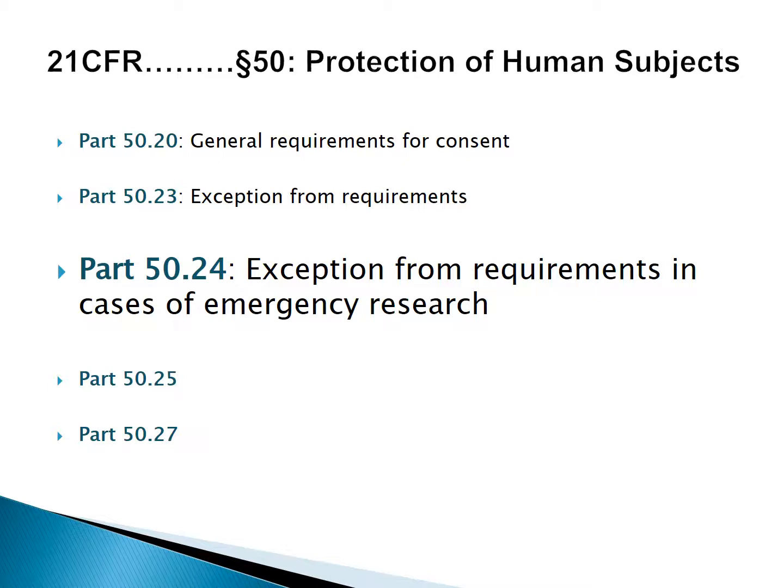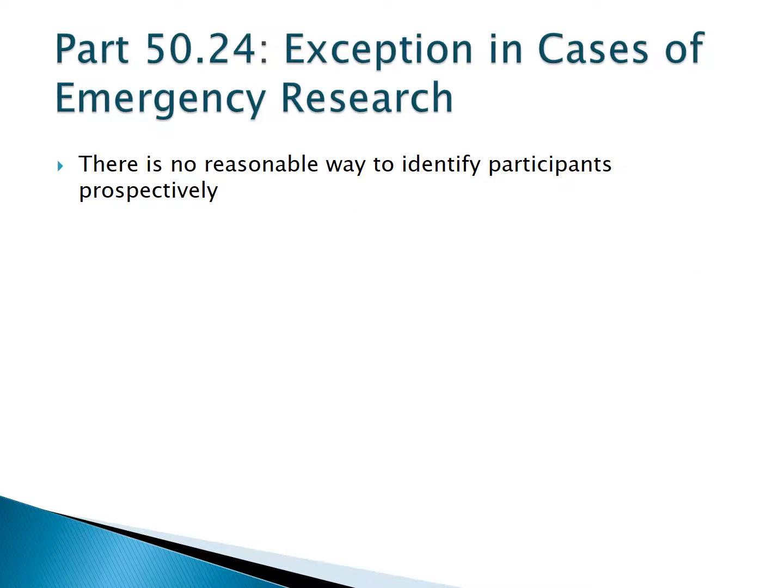Now, there are also some exceptions in case of emergency research, and there's a lot of duplication between exception from requirements and exception from requirements in case of emergency research because they look an awful lot like each other. So the exception from requirements stands, and there are some additional things here. For emergency research, there is no reasonable way to identify patients prospectively. So if you were a trauma investigator, there would be no way to go to the IRB and say that we are going to find people who are going to have a motor vehicle accident in advance. There's no way to anticipate who would be in that pool of people you'd be looking for.